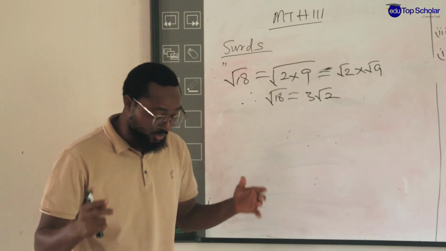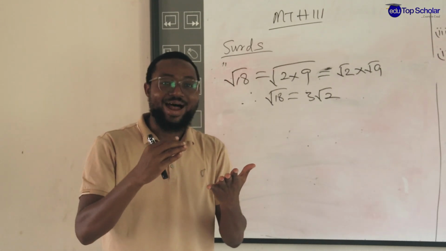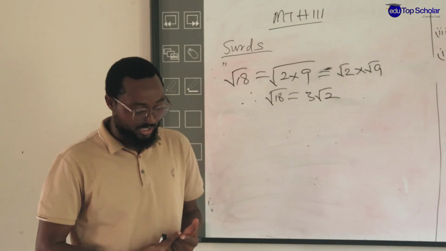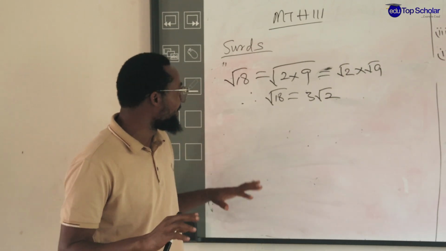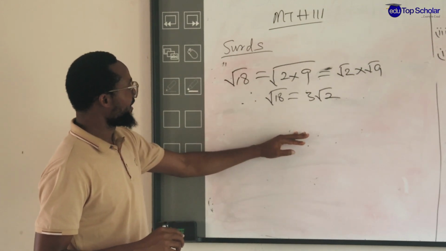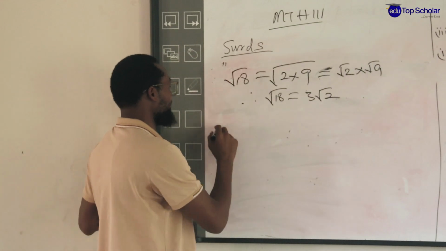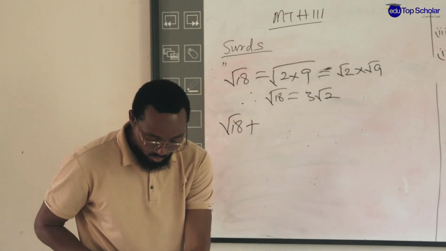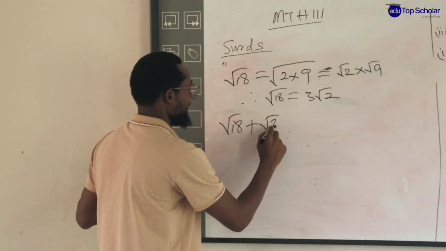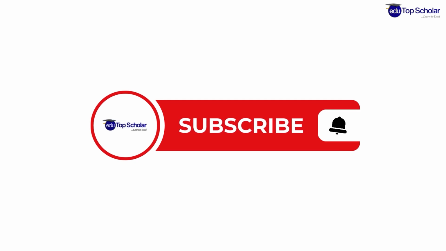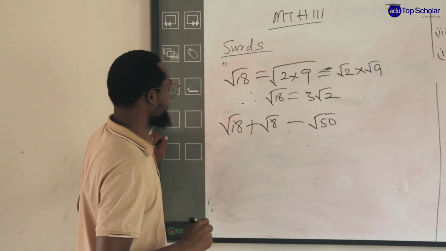We have also what I call the arithmetic operations: addition, subtraction, multiplication, and division. These are the basic arithmetics. So we'll consider addition and subtraction. If we have root 18, for example, we want to add it to root 8 and also subtract root 50 from this.